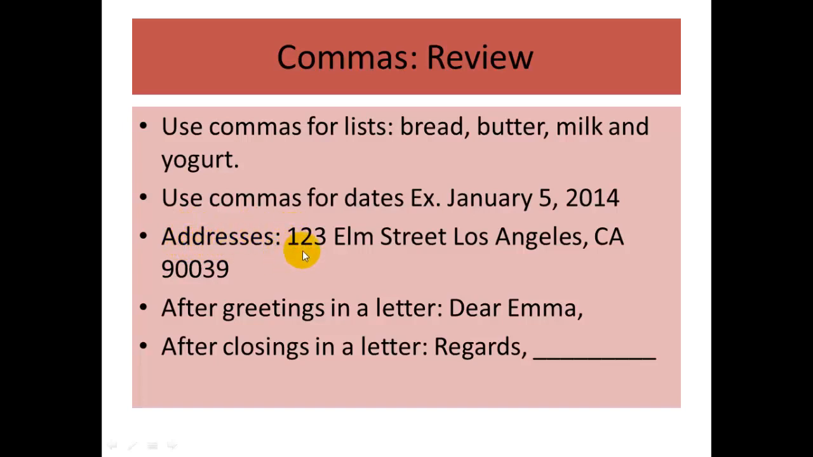I might say, I live at 123 Elm Street, Los Angeles, comma, California, and the zip code 90039. Now, often on the IELTS, and it could even be on the TOEFL, but I think more on the IELTS, sometimes they ask you to write a letter. So don't forget that after the greeting and the closing in a letter, there's a comma. So you might say, Dear Emma, comma, I am writing to ask you to finish your report, etc. Regards, comma, Catherine. Okay, so after a greeting and after a closing, we use a comma.